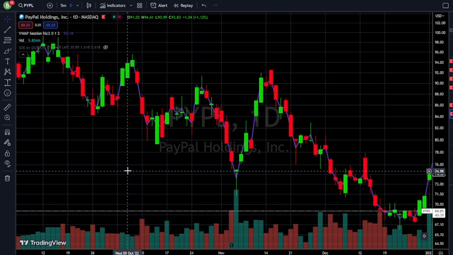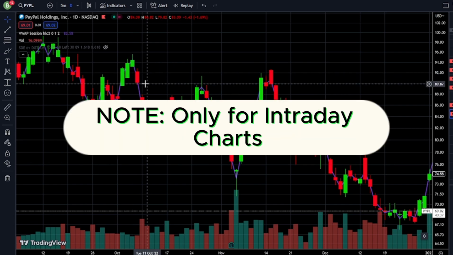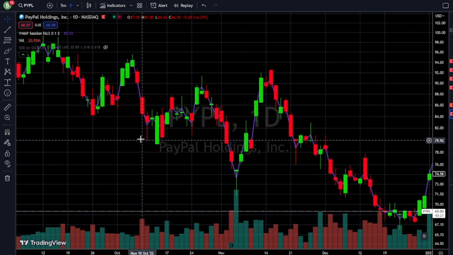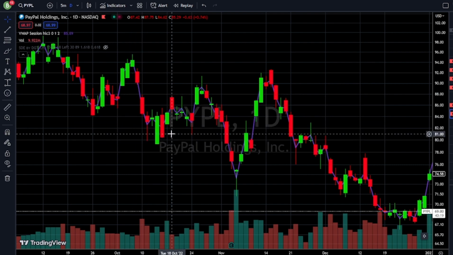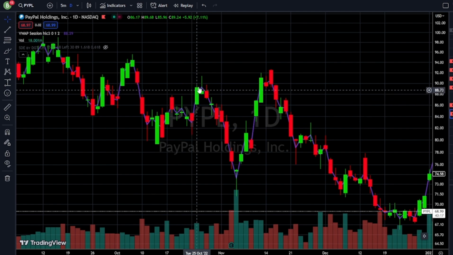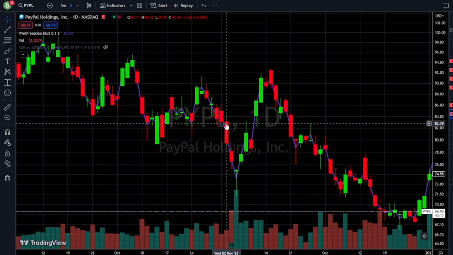Important note, this indicator only works on intraday charts, so 5 minutes, an hour, 15 minutes. It will work on all of those, but it resets every morning when the market opens. So as you can see here on the daily chart, it does absolutely nothing, just goes straight from the center of the candle to the next one.